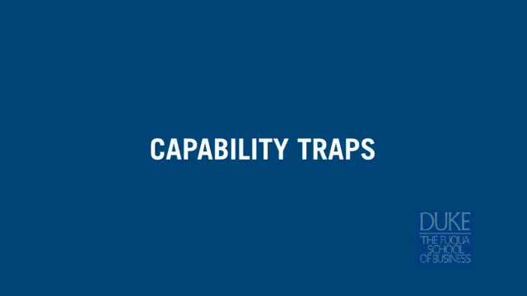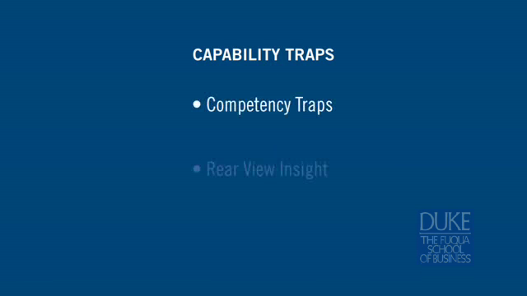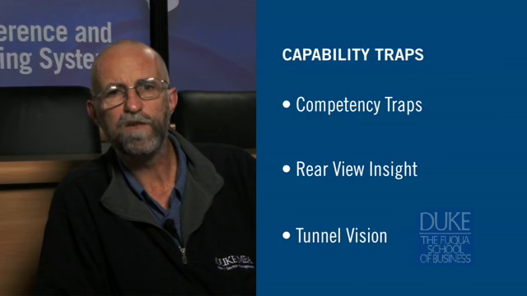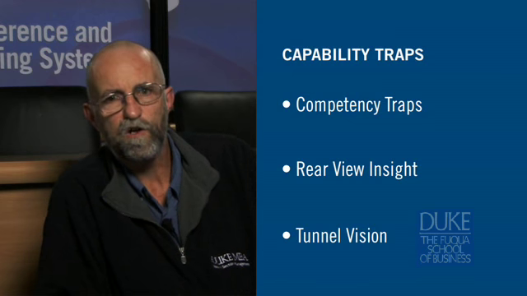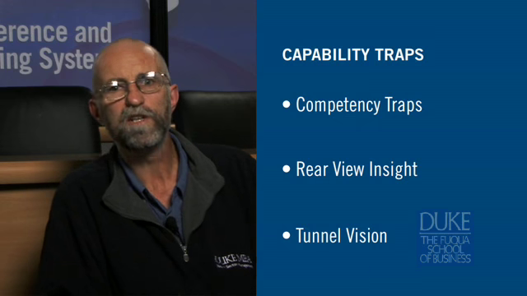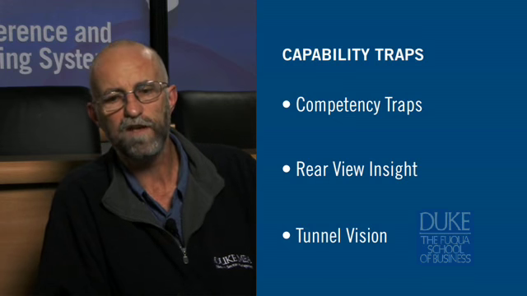Third, let's think about traps a little bit, because it's important to recognize that capabilities can create traps rather than advantages. And I like to think of three types of traps, okay? I'm going to talk briefly about a competency trap, about a rear view insight trap, and about a tunnel vision trap. And a competency trap occurs when you're reluctant to change something that you're good at. And you're so good at it that you really don't want to change it, even though it no longer suits the competitive environment, and is no longer generating competitive advantages.